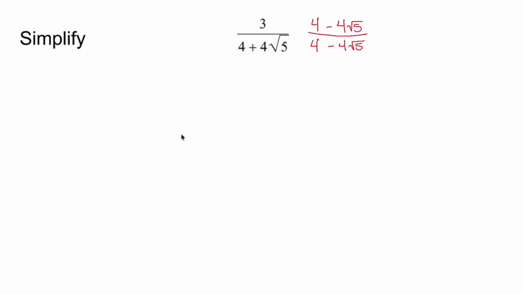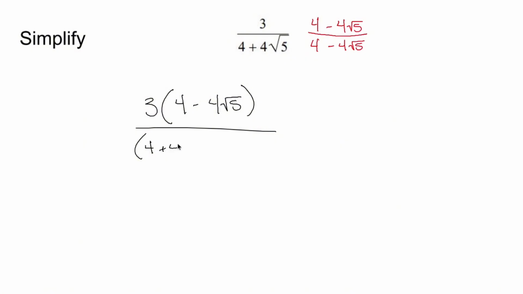Okay, now let me write that out because it's going to be a little unpleasant. 3 times (4 minus 4 root 5) all over, in parentheses, because it's in one group, (4 plus 4 root 5) times the quantity (4 minus 4 root 5). Now, why is the conjugate important? What's going to happen? Magic is going to happen. You'll see. But let's worry about the numerator first.